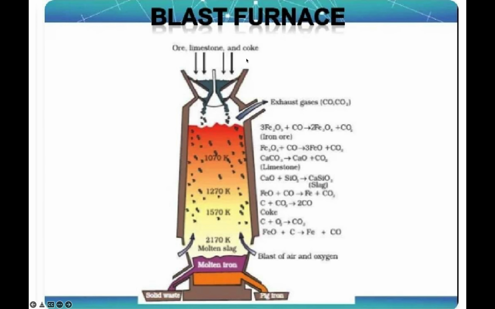Now you can see the blast furnace here. The different temperature ranges are given here, and the exhaust gases are given. For each part, the reaction taking place is given here. Then the molten iron and the molten slag, and at each temperature what reactions are taking place. Just go through this diagram well.